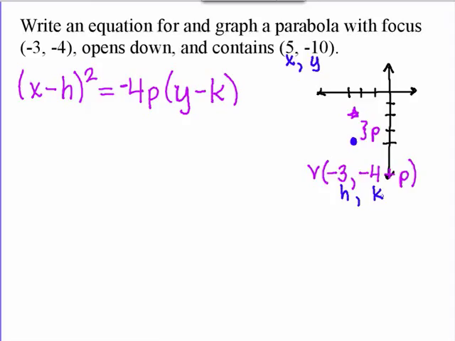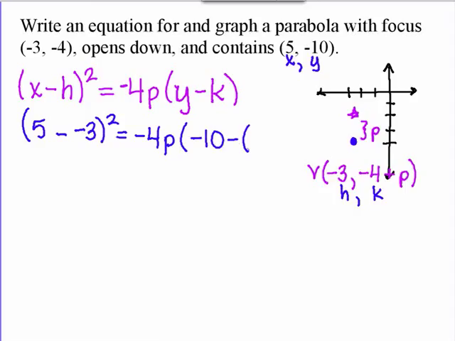So I know that x is 5, right? Minus, what is h? -3. And that's going to equal -4p. I still don't know what p is. Okay, what is y? -10. Minus, what is k? -4 plus p. Now, if you look at that equation, I only have one unknown. And that one unknown is p. So I just have to go through and solve this.